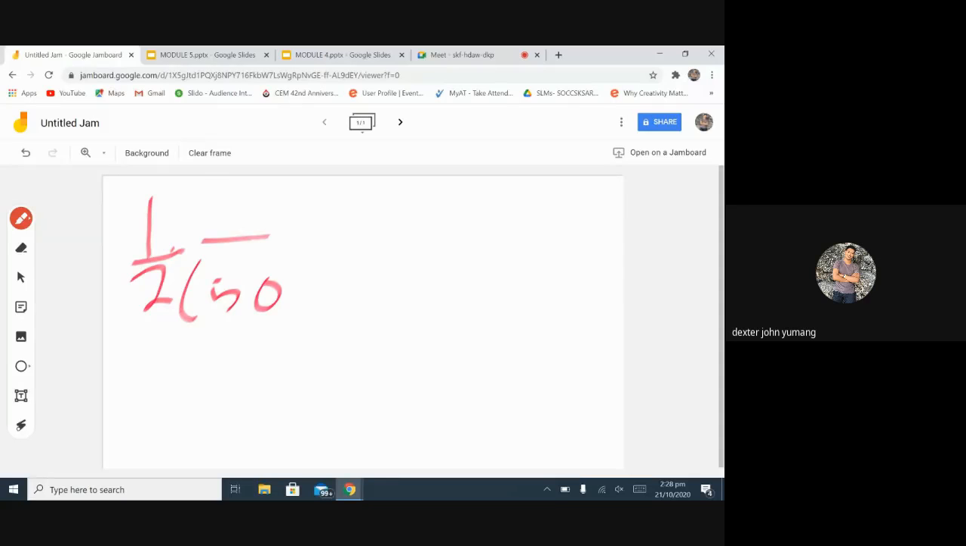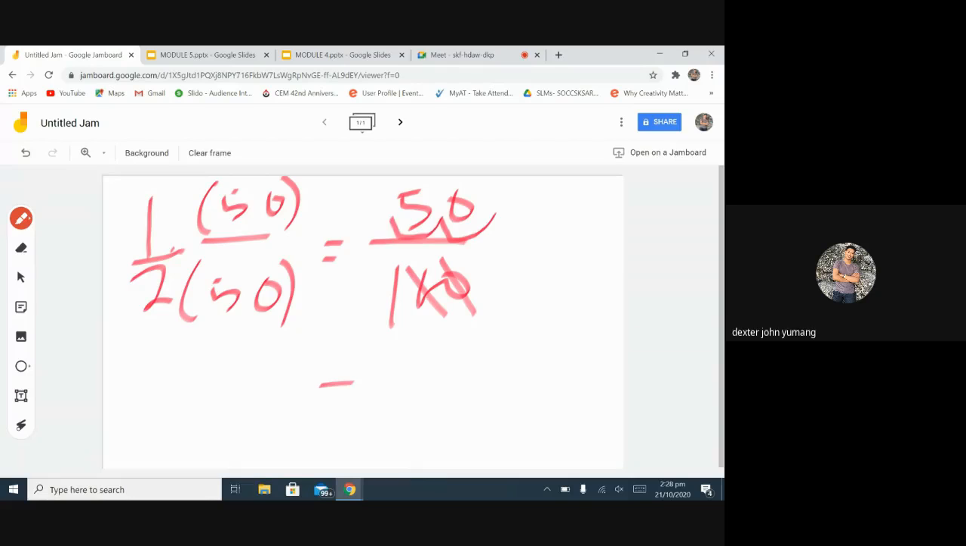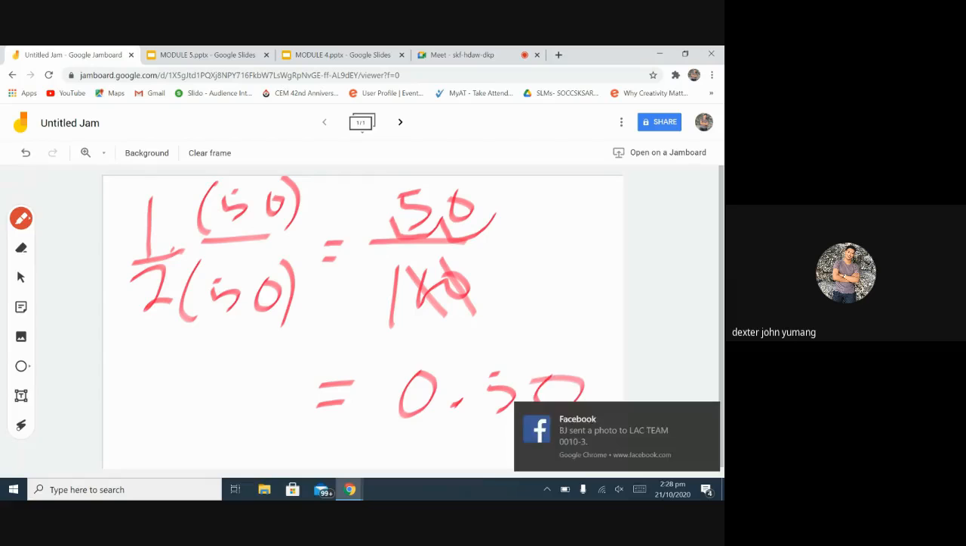Next, 50 din sa taas. So, 2 times 50 is 100. 1 times 50 is 50. Now, ilang zero meron? Dalawa. Cancelled. So, i-move natin siya ng dalawang beses. So, the answer is 0.50. Yun po ang sagot. Nakuha?